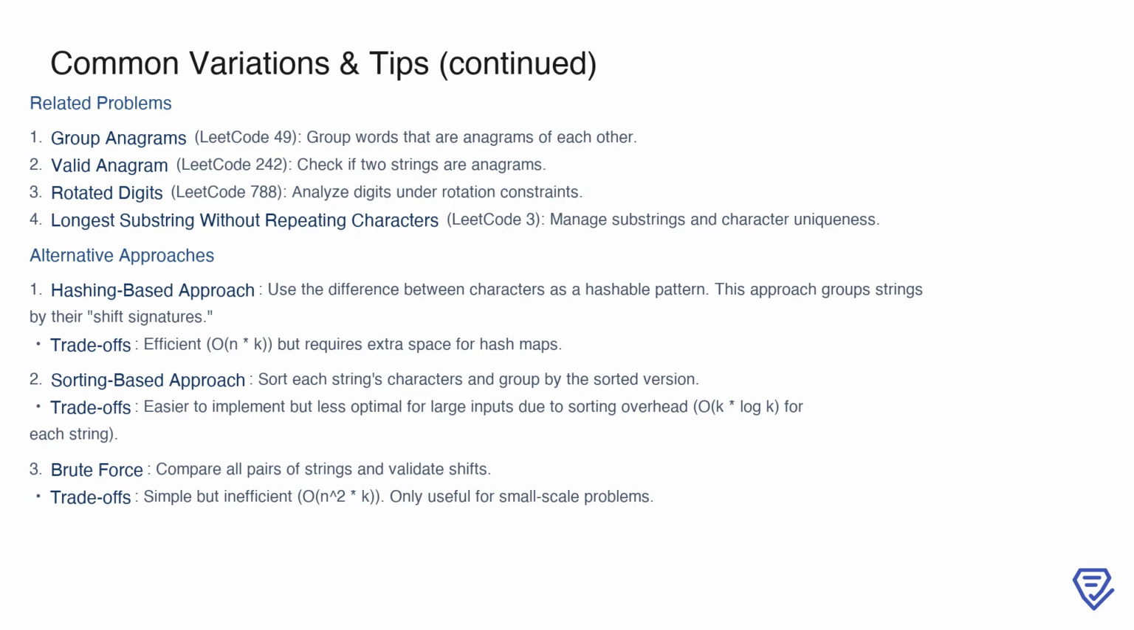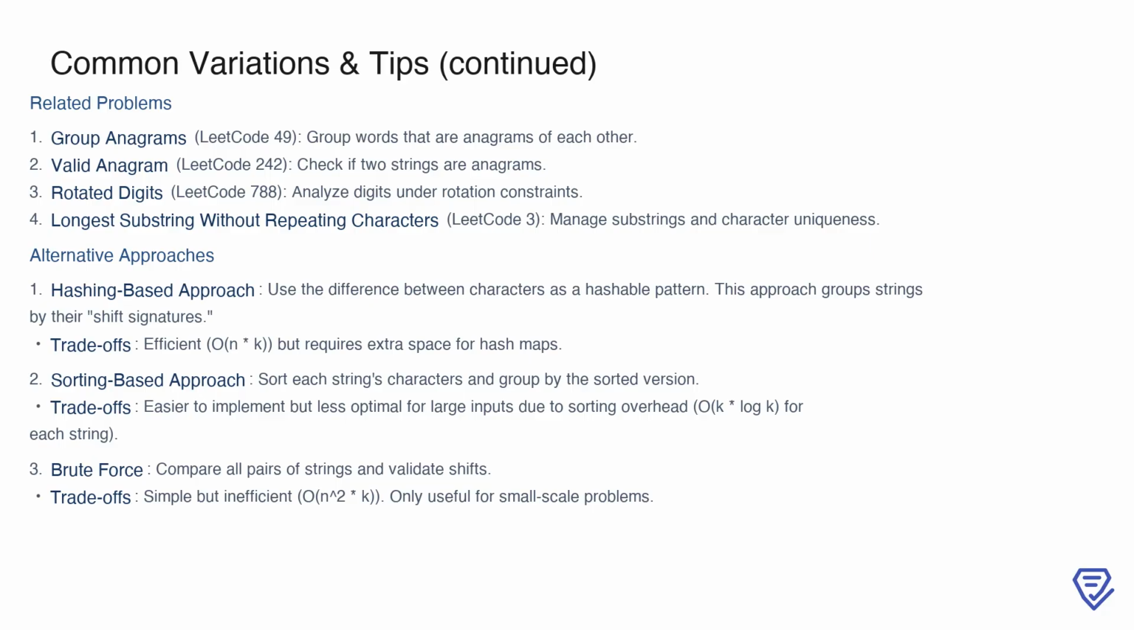By using the differences between characters as a hashable pattern, you can group strings by their shift signatures in O(n*k) time. However, this approach requires additional space for hash maps. A sorting-based approach is another option, where you sort each string's characters and group them by their sorted version. While easier to implement, it's less optimal for large inputs due to the overhead of sorting.